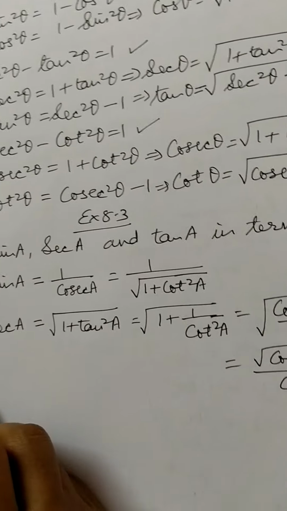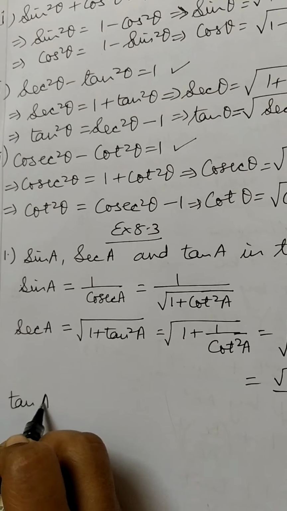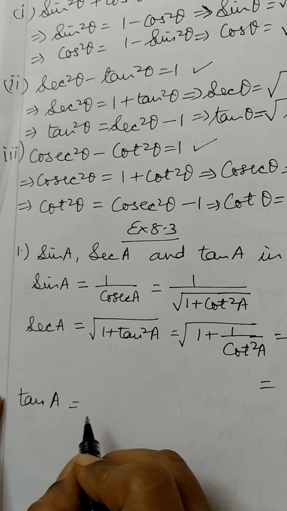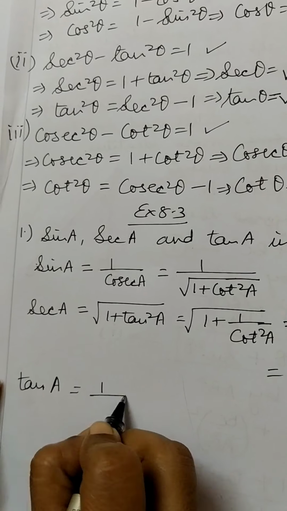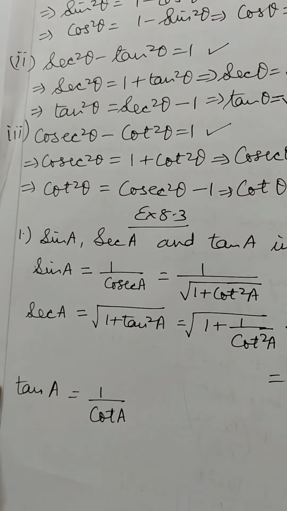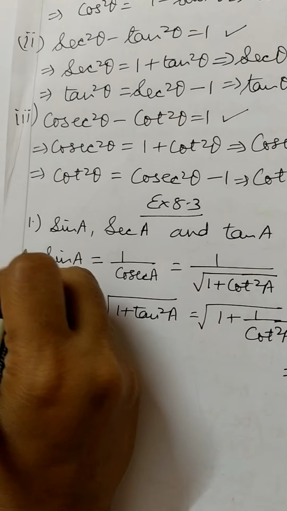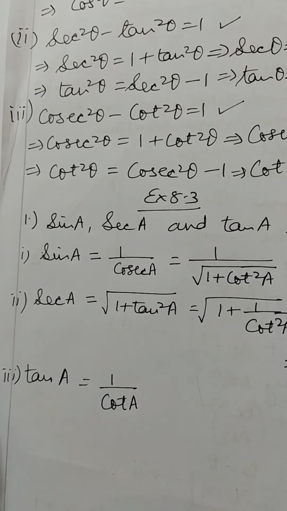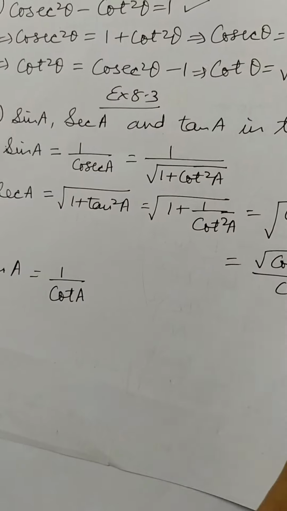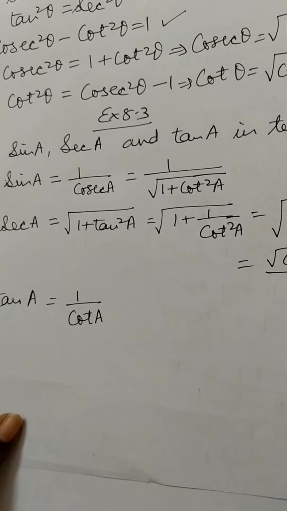Third, tan A. Now tan A you can do directly, because you know that tan A and cot A are reciprocals of each other. So in place of tan A you can write 1 upon cot A. So this is how we have done these three parts. The second question is also the same. You can try, children. If you don't get it, you can ask your doubt.